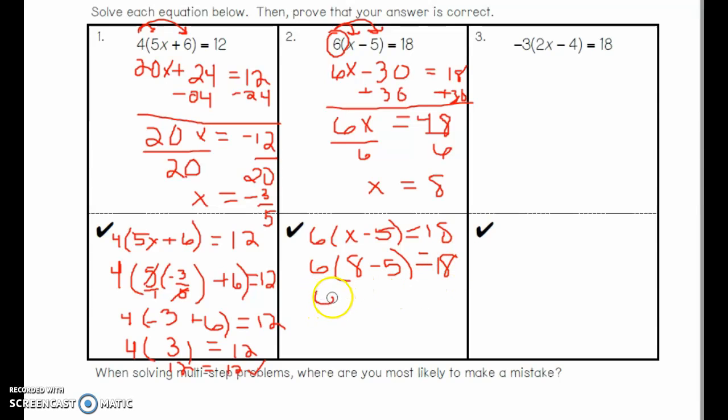Now do the stuff in parentheses. Order of operations. 8 minus 5 is 3. 6 times 3 is 18. And 18 equals 18. Check. Nice job.